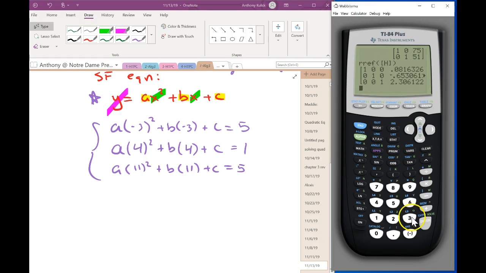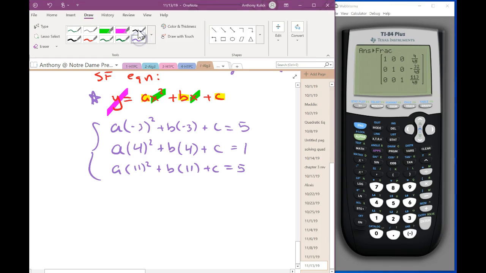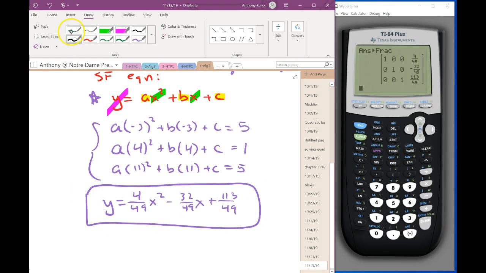And when I do that, I get this, which I don't love. Let's turn those into fractions. So I can say y equals 4 over 49 x squared minus 32 over 49 x plus 113 over 49. Pretty gross. That's what I get for making this up on the fly. Everybody okay with that one? Okay. Of course.